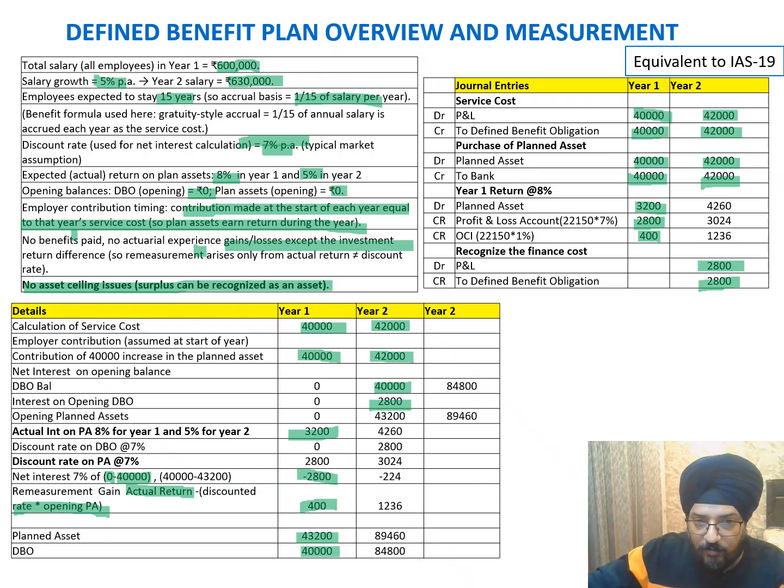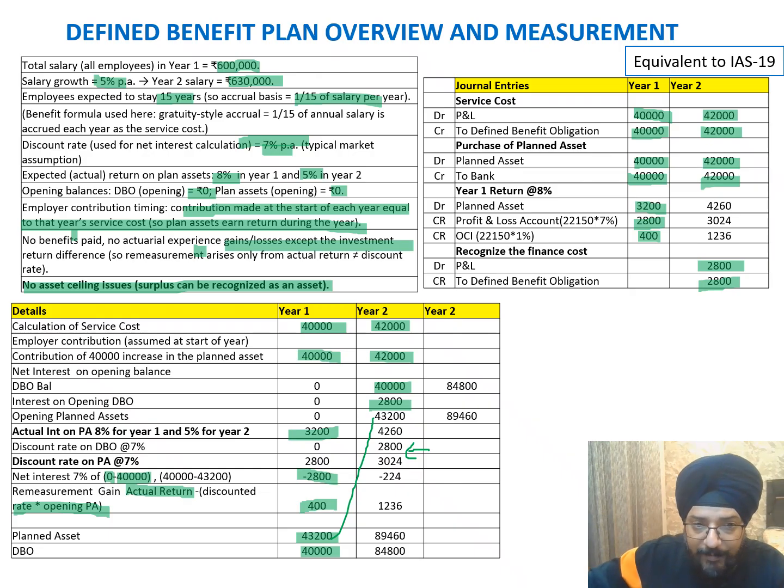My opening planned asset was 43,200, as you can see here. This is the opening planned asset. The actual interest on the planned asset in the second year is 5%, so we have mentioned 5% here. So on my 43,200, I'm earning interest of 2,160 when I apply the rate of 5%. However, my 7% interest will be applied on my opening DBO. My opening DBO was 0 in the last year, and hence there was no discount applied. But now, in the second year, the interest would be applied on my opening DBO, which is 7% on 40,000, which is 2,800. So we have shown that here.